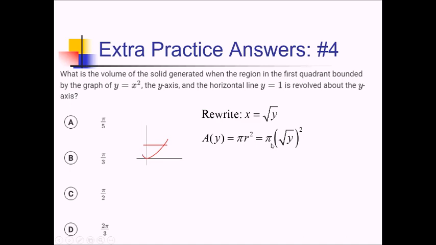And at this point, I've got enough to take an integral. So my volume is going to be the integral from 0 to 1 of basically this stuff. Now I'm going to save myself a little bit of trouble by pulling this pi outside my integral from 0 to 1. So inside, I'm just going to have the square root of y squared. But wait a sec. Radical y squared is just y. So inside, I've just got y dy.